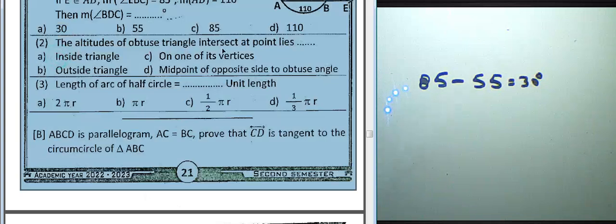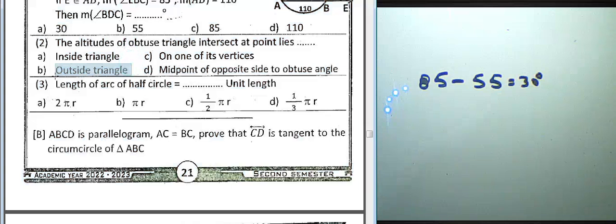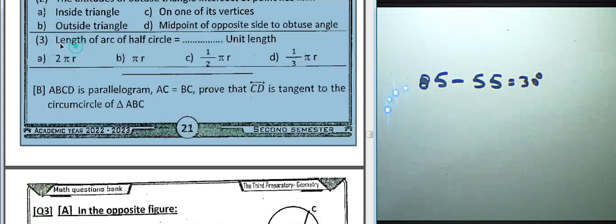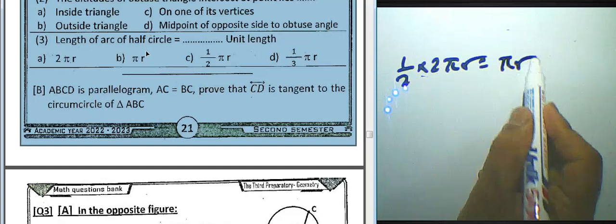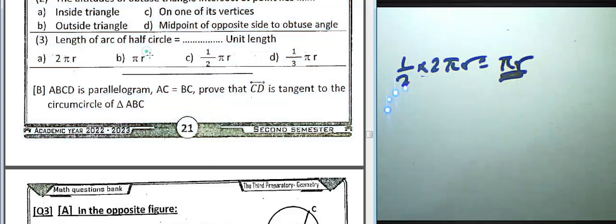Question number 2. The altitudes of an obtuse triangle intersect at a point that lies outside; inside the triangle if the triangle is acute; and the midpoint of the hypotenuse, the opposite side of the right angle, if the triangle is a right triangle. The length of the arc of a half circle equals, base length unit. Half of the circumference is half of 2πr, which is πr. The result will be letter B.